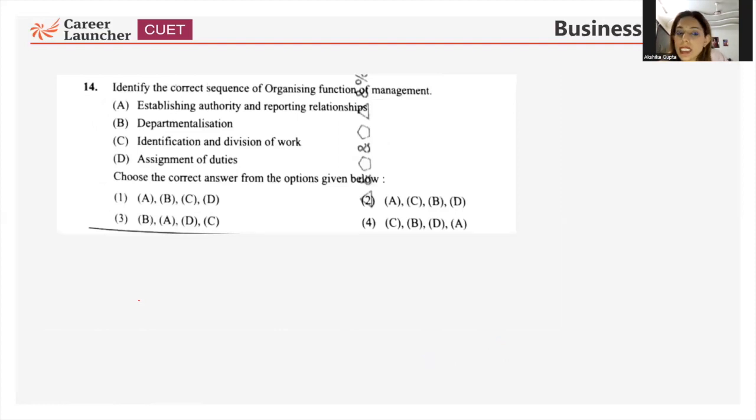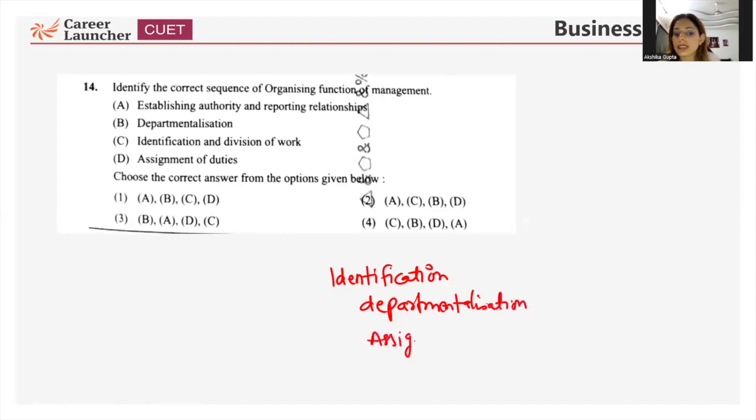Then identify the correct sequence of the organizing function of management. We all know, first is identification and division of work. First, you have identified, then you are going to do the departmentalization of that, that is grouping them into similar departments. Then you are going to assign the duties. And last but not the least, that is establishing the reporting relationship. So identification is C. Then you have departmentalization, B, then D and A. So that is C, B, D, and A, which is the correct answer.